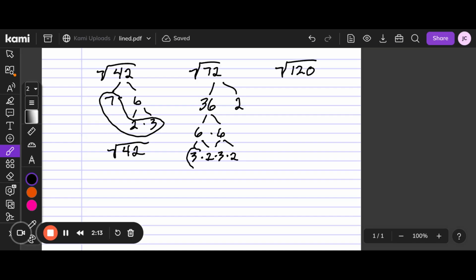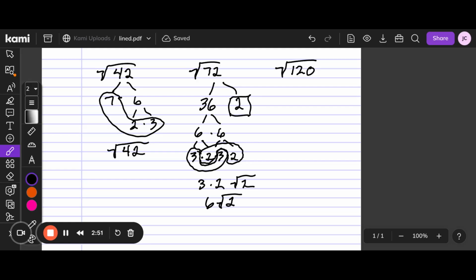So I have a pair of 3s right there, so I'm going to write a 3 down. And then I have a pair of 2s right there, so I'm going to write a 2 down. And then I have a 2 left up here by itself. So that means that's still going to be under the radical. So this is going to be 6 radical 2.